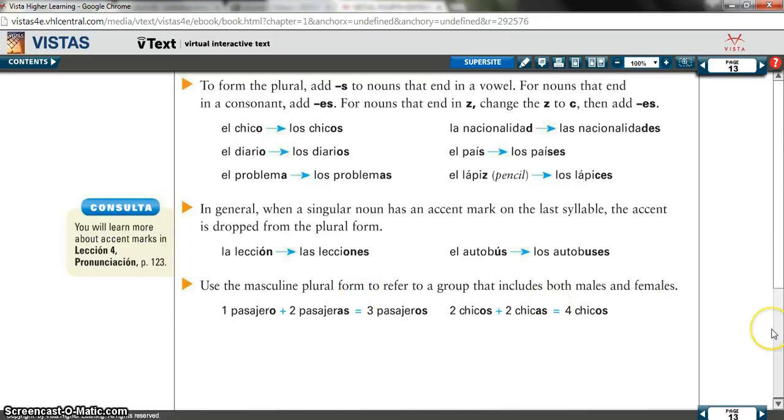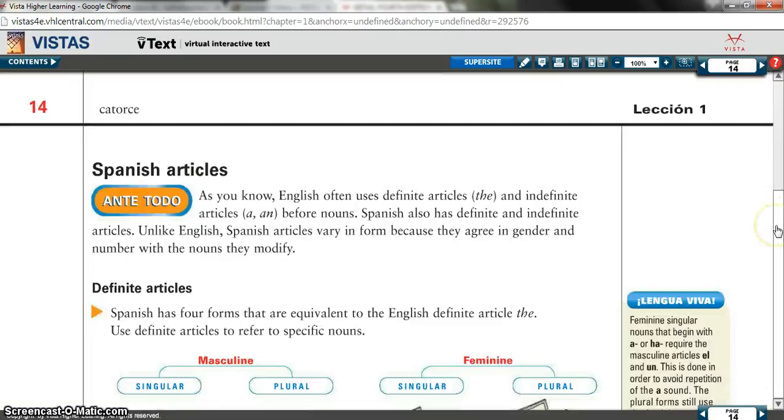So if you have a group of students and it's 3 male students and even 10 female students, you're still going to say los estudiantes instead of las estudiantes. Okay, let's go on to page 14, página 14.